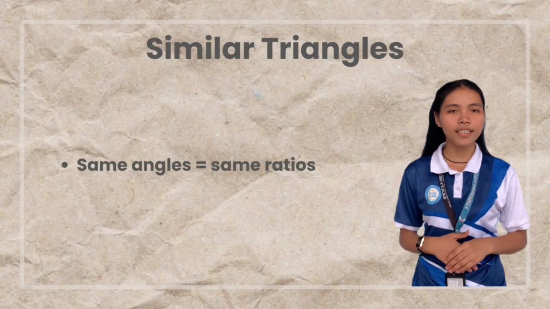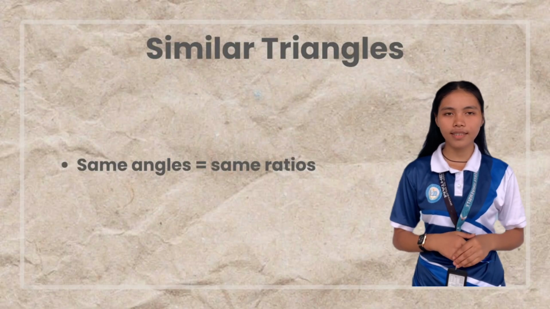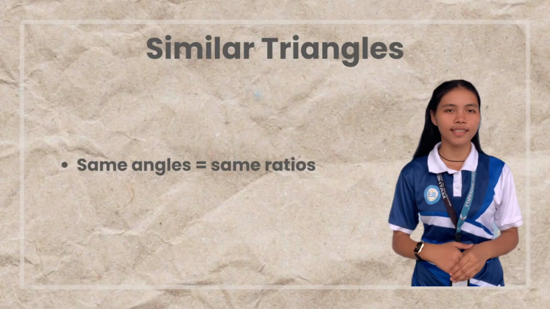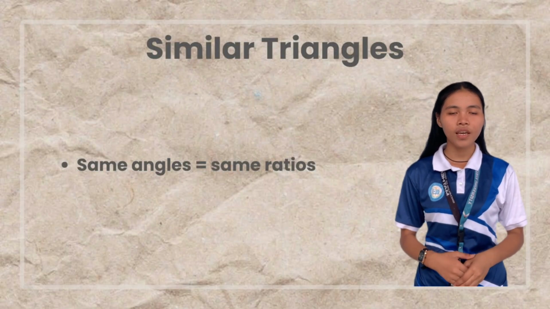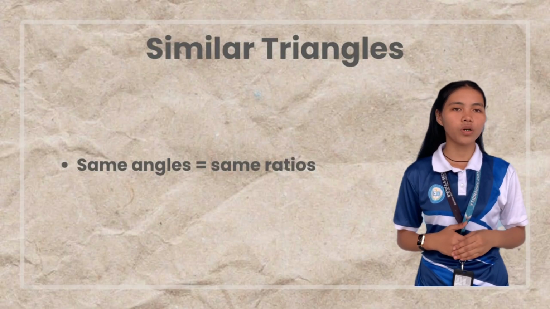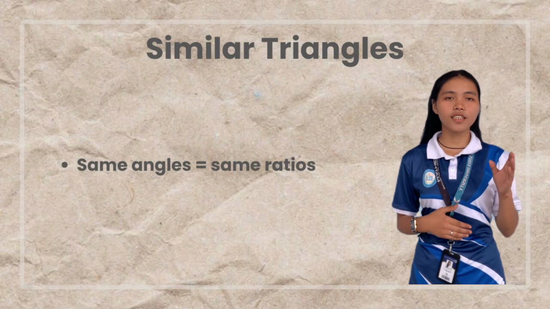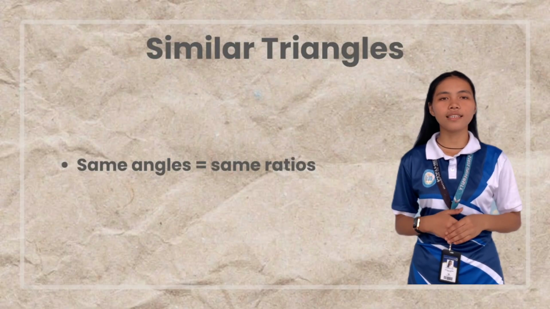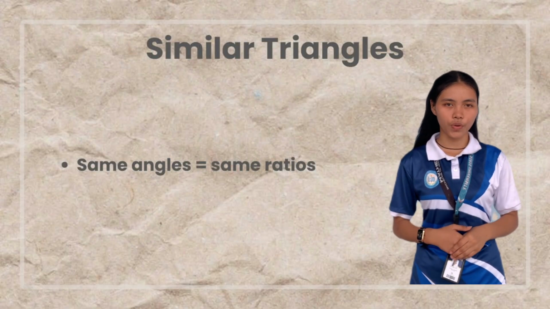Now, here's the amazing part. In trigonometry, when the angle stays the same, the ratio of the sides also stays the same, no matter how big or small the triangle is. This idea is what we call similar triangles. It means that even if you have a small triangle and a very large triangle, as long as their angles are equal, their side ratios are equal too.